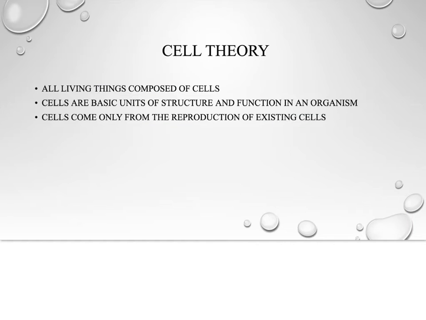Cell theory. We talked about this already. So there's three main parts of the cell theory. All living things are made of cells. Cells are the basic unit and structure and function in an organism, and they come from other cells.